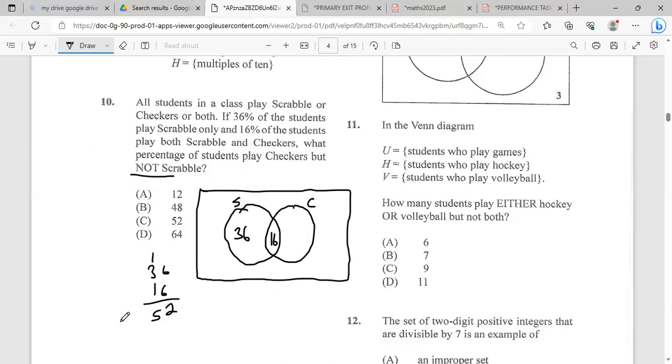And then 100% means out of 100. So this would be 48, because there's no student that plays none, all right? So that's the importance of telling us this. If 36% of the students play Scrabble only, it says all the students in the class play Scrabble or checkers. So that's the importance of this. All right, let's move on to number 11.